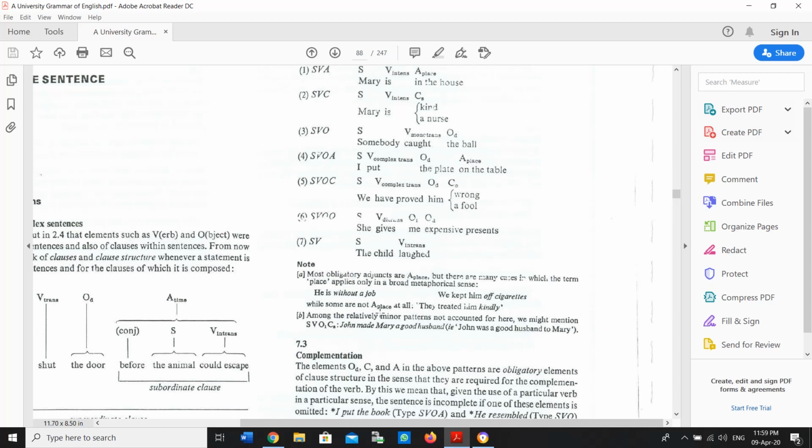But as I mentioned, the adverb should be an adverb of place. So if we have "they treated him kindly," kindly is not an adverb of place, and it does not belong to these types. This is a minor type. It never belongs to the 7 types.